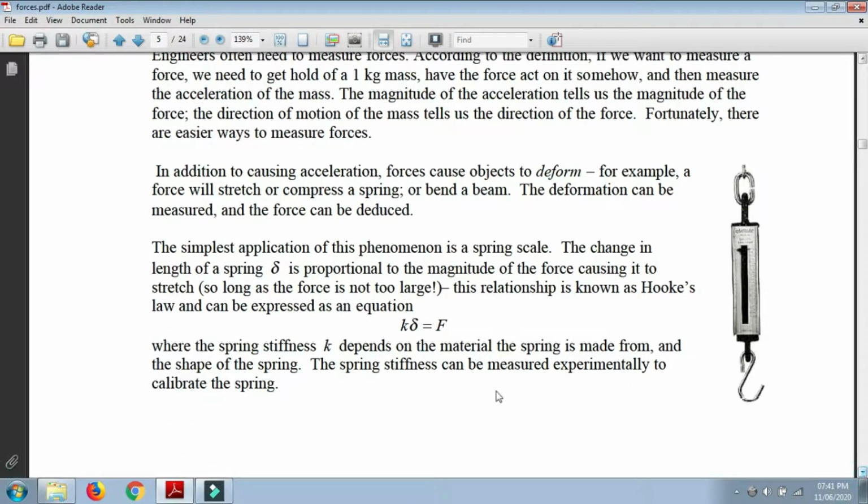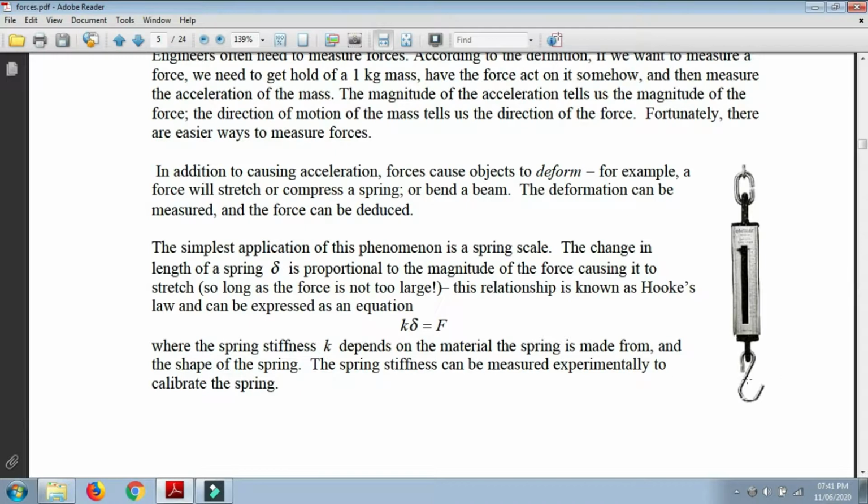The simplest application of this phenomenon, which we discussed on the top, is basically a spring balance, or it is called a spring scale. The change in the length of the spring, which is delta, is proportional to the magnitude of the force causing it to stretch. This relationship is also called Hooke's law, which is F equals K times delta. It is Hooke's law.